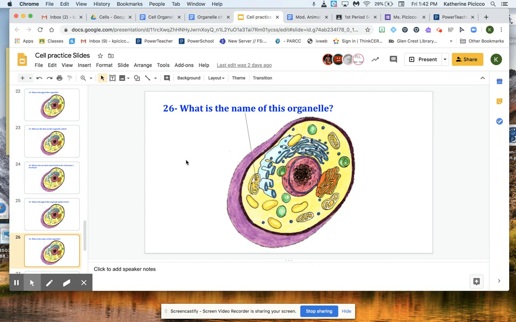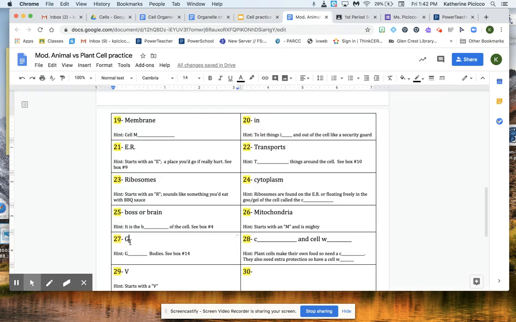All right, number 27. This one right here kind of looks a little bit like the ER, but it's kind of tricky because it looks like it's close to the nucleus, but it's a little further out, right? And notice none of it has dots on it. So those are called the Golgi bodies, okay? So G for Golgi, okay?